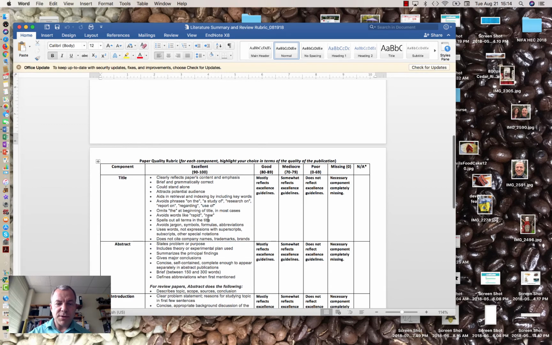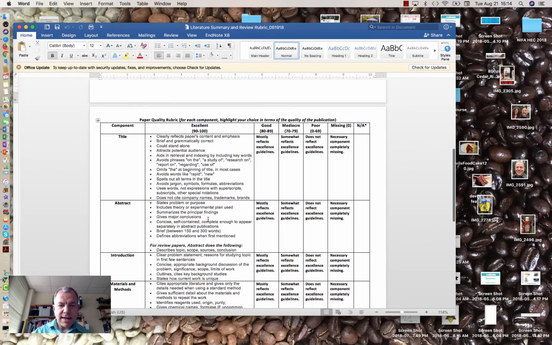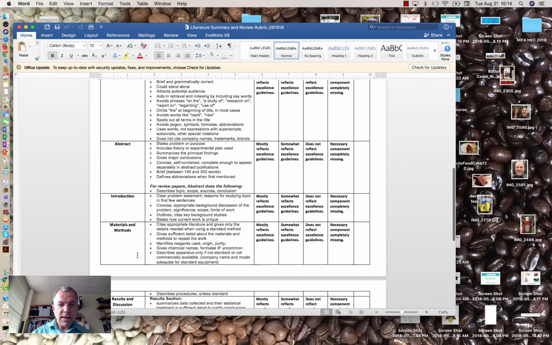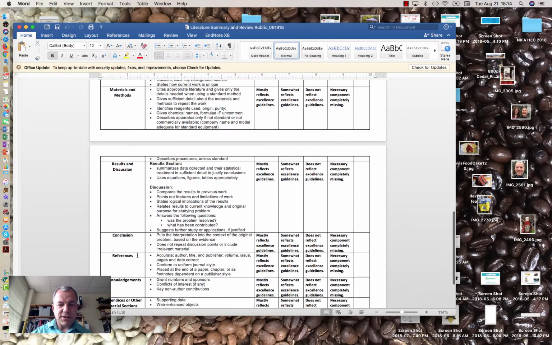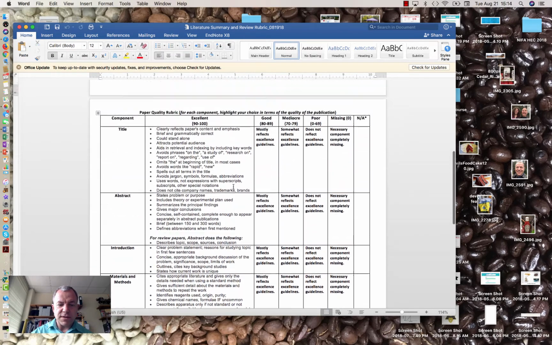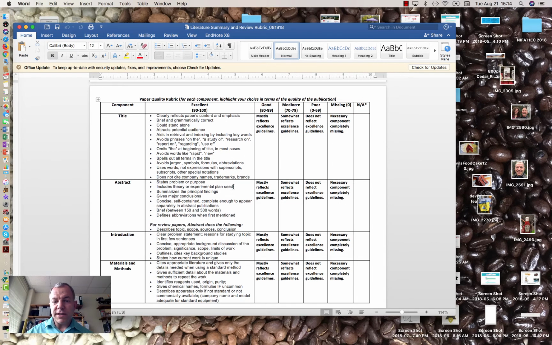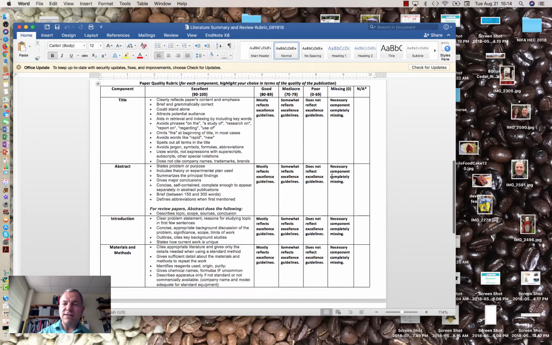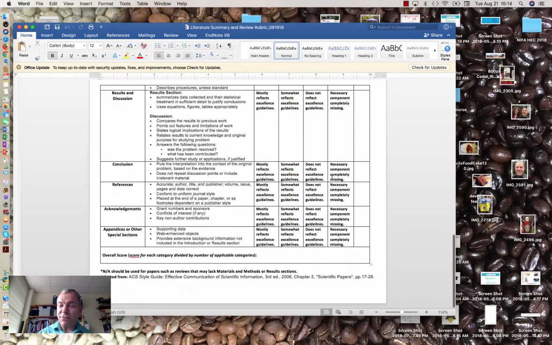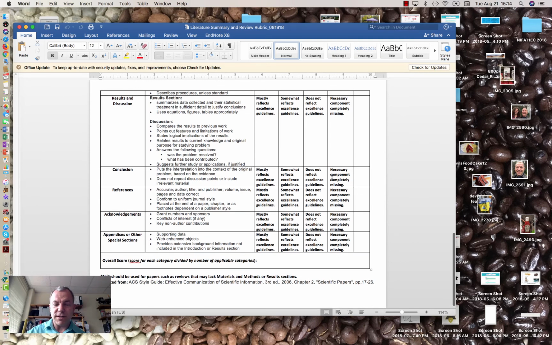And then down below you'll see the title and abstract and introduction, materials and methods, results and discussion, conclusion, things that you would expect to see on a typical paper. These are what you're going to rate using this rubric. Not all papers are created equal, and some of these papers might be more high quality than others. So these are excellent characteristics, these are good and not so good, and so on and so forth. We're asking you to rate the published literature.